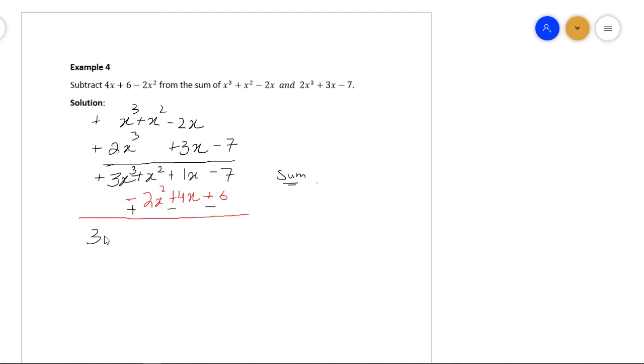3x cube will be as it is, as there is no term to add. Now plus x square and plus 2x square will be 3x square. Okay, the first one is positive and the other one is negative, the nature is different, so we'll subtract. 4 minus 1 will be 3x with sign minus, and minus and minus are the same nature, so we'll add them. 7 plus 6 will be 13 with a negative sign. Okay, hope you understand.